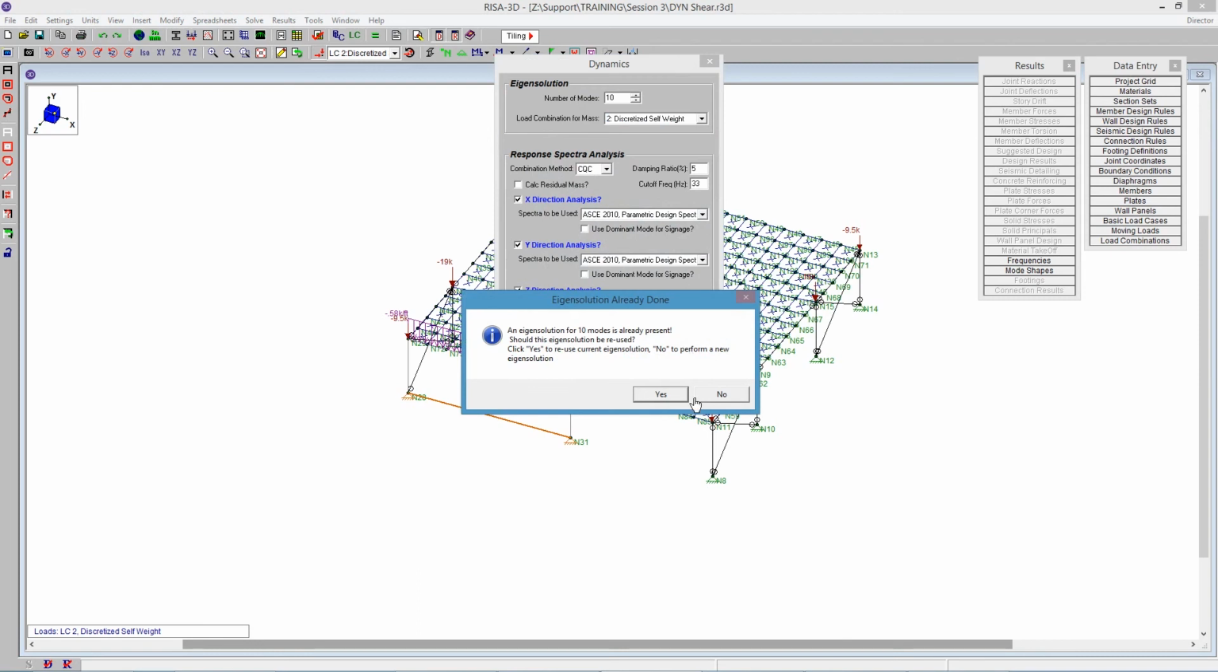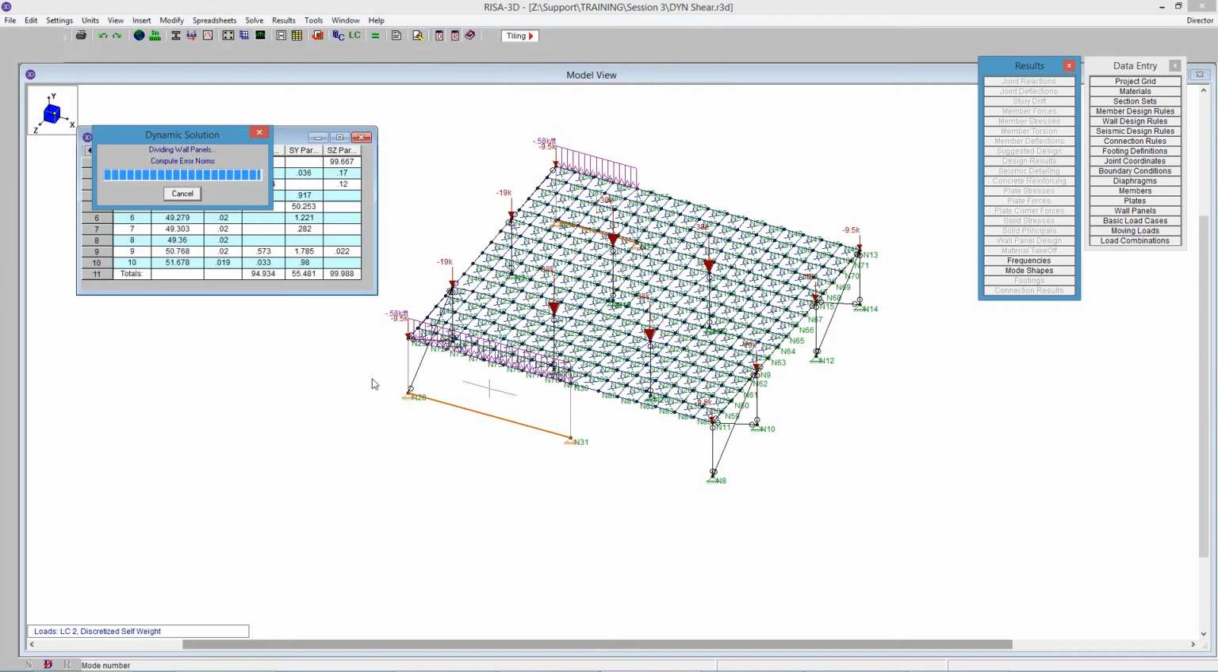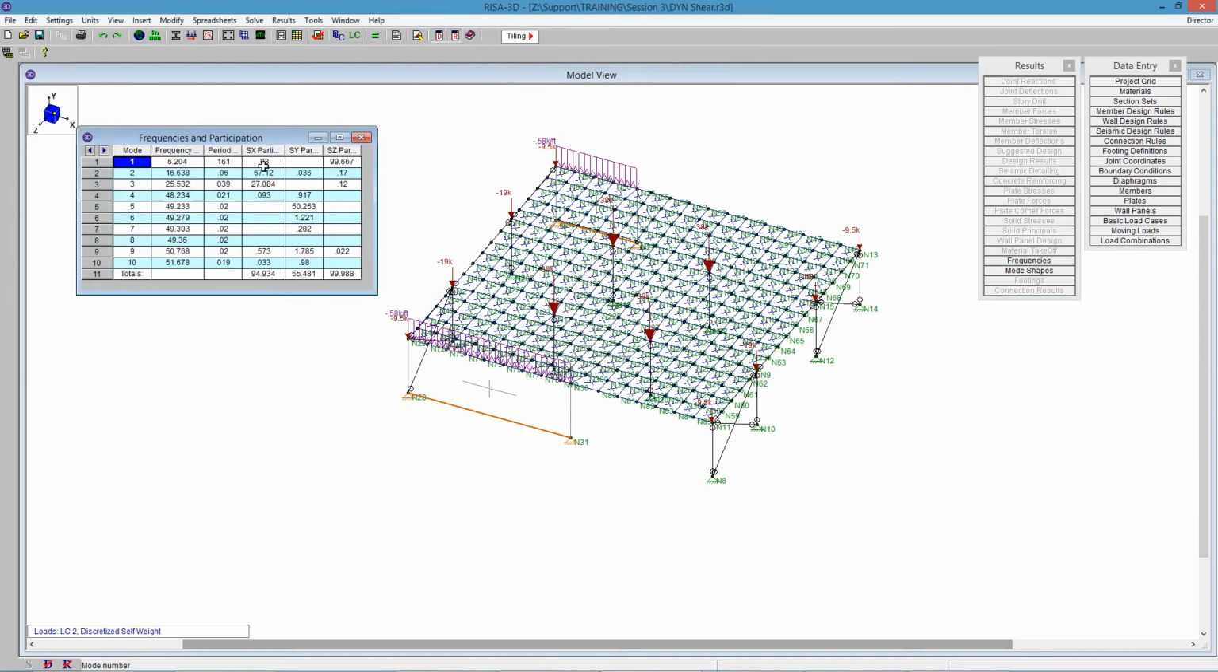I'm going to say use a new solution and solve it. And now we get a lot better in the X direction. So we're getting 94% in the SX, we're getting 99% in the Z, and in the Y we're at 55.